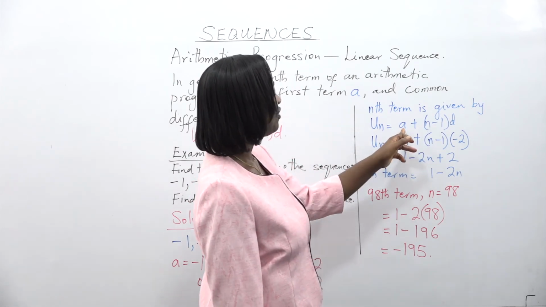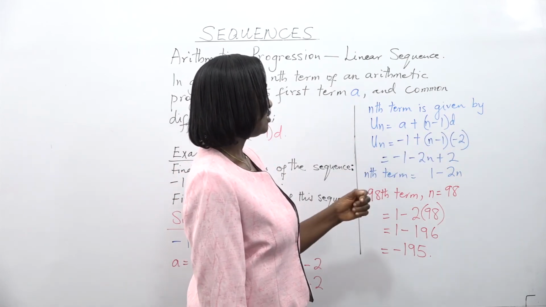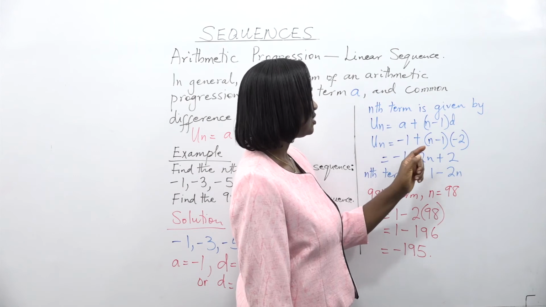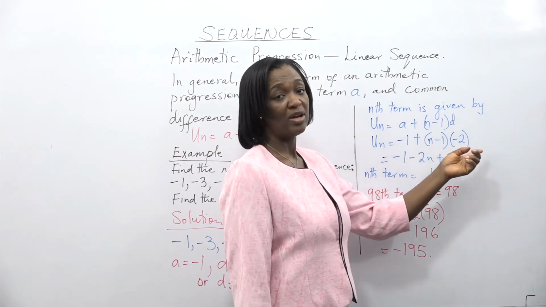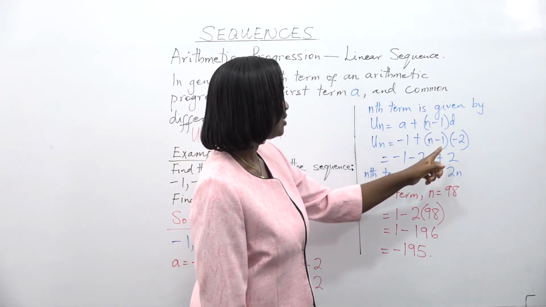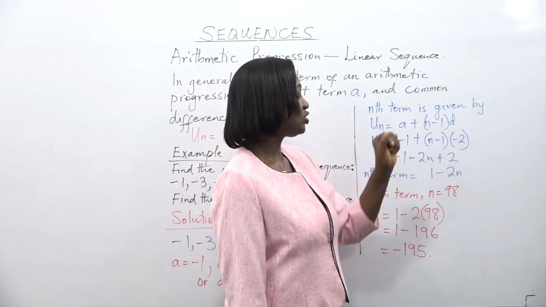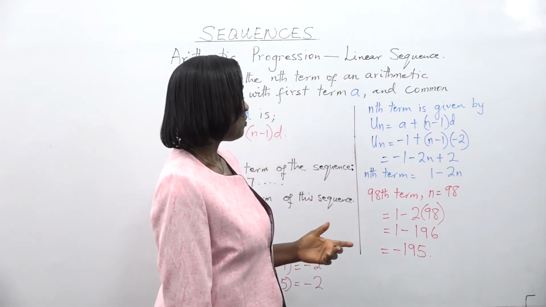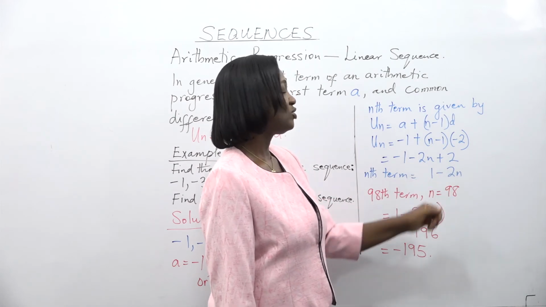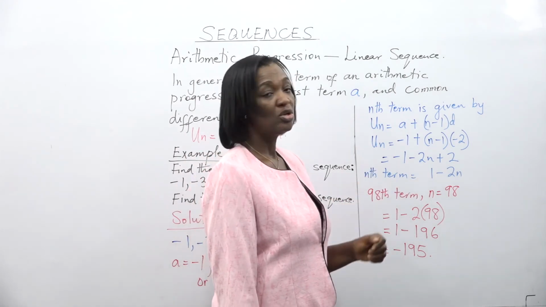So we now know the value of a and we know the value of d, so we substitute into that expression. So u_n, or the nth term, is minus 1 plus (n minus 1) in the bracket times minus 2, which is the common difference. So we have minus 1. Minus 2 times n will give us minus 2n. Minus 1 times minus 2 will give us plus 2. It becomes minus 1 plus 2 is 1 minus 2n. So the expression for the nth term is 1 minus 2n.